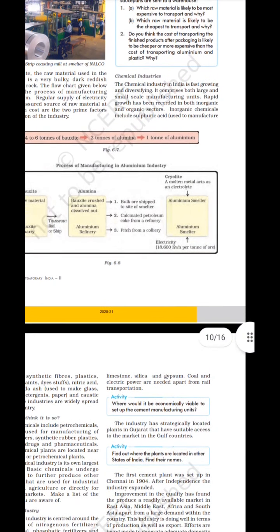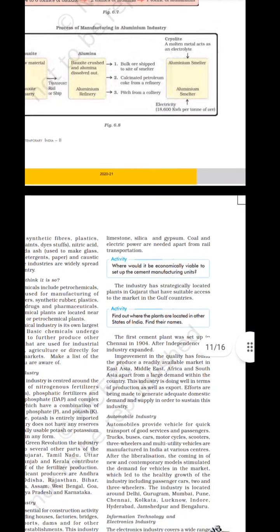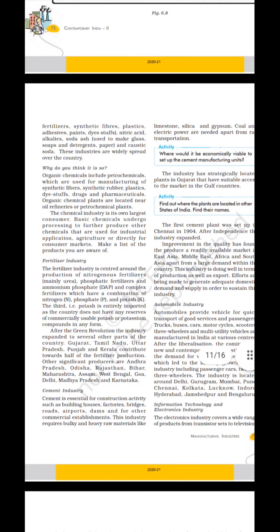Inorganic chemicals include sulfuric acid used to manufacture fertilizers, synthetic fibers, plastics, adhesives, paints, dyestuffs. Nitric acid, alkali, soda ash used to make glass, soaps and detergents, paper, and caustic soda. These industries are widely spread over the country. Why do you think it is so?